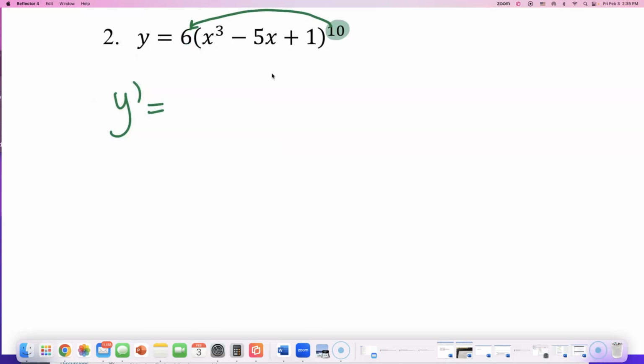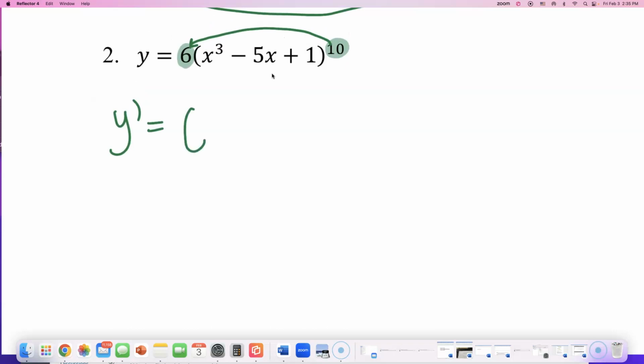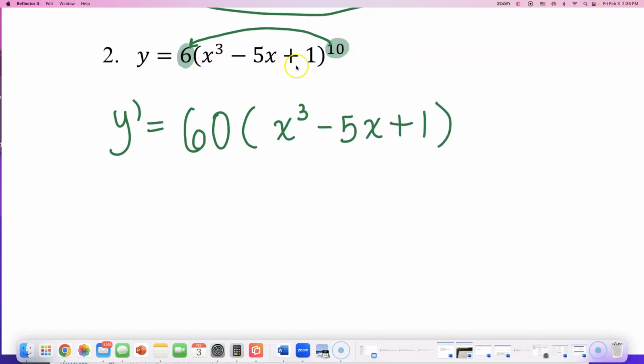So what's going to be the new coefficient this time? We're going to have 60. But don't change anything inside the parenthesis. We're dealing with outside first. We're not doing inside just yet. See, everything stays the same. What should be the new exponent now? 9, right? Now, if you stop there, then you're only halfway done, okay?